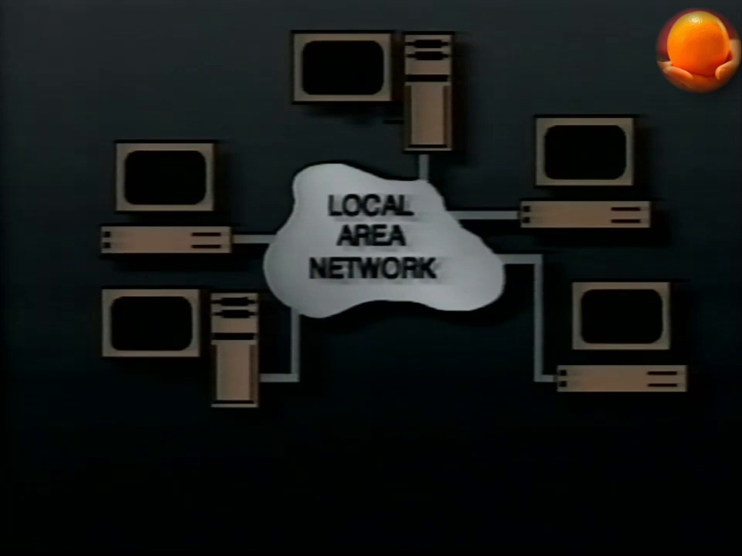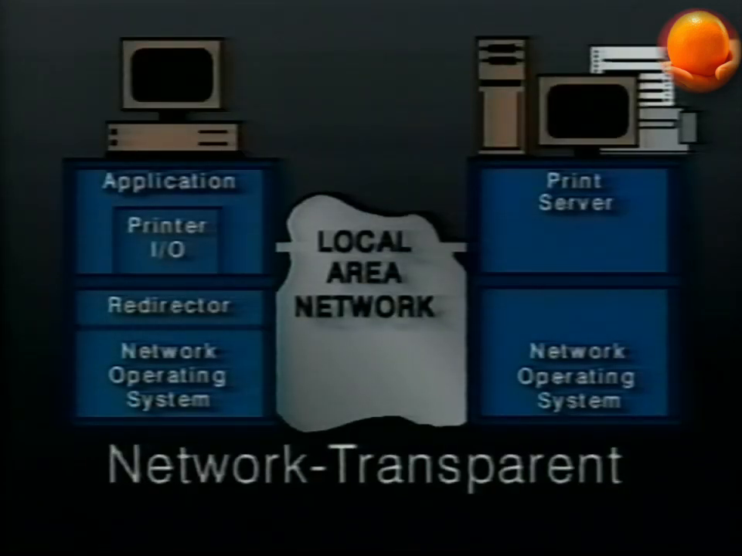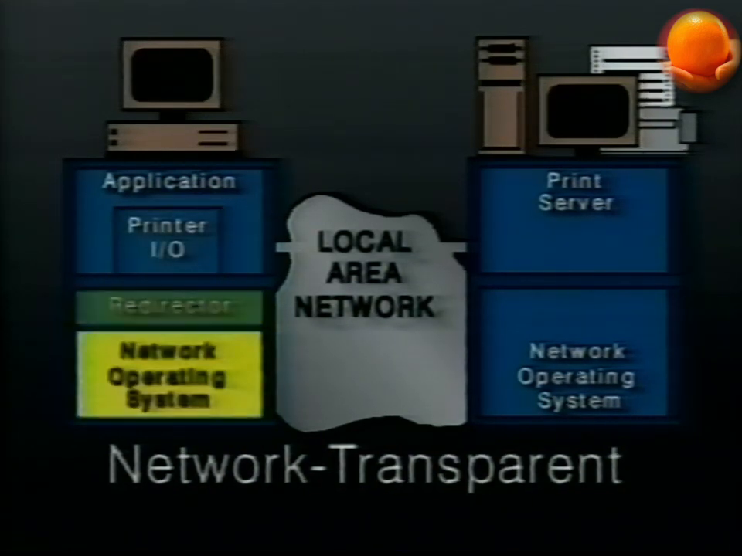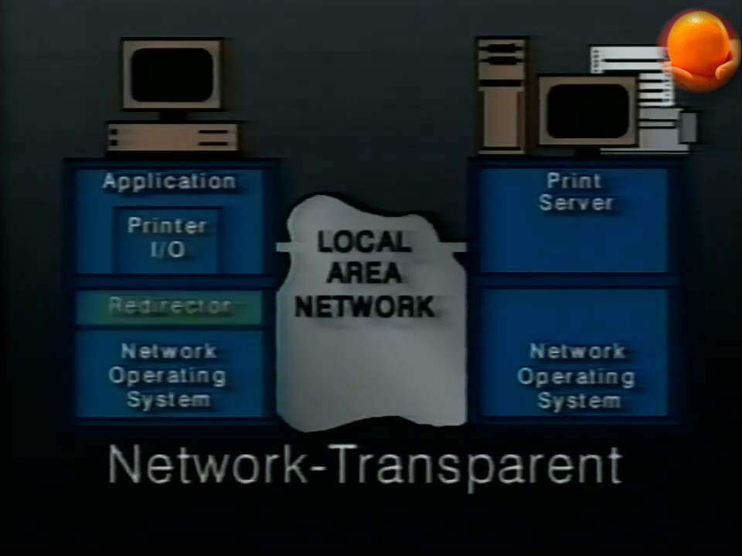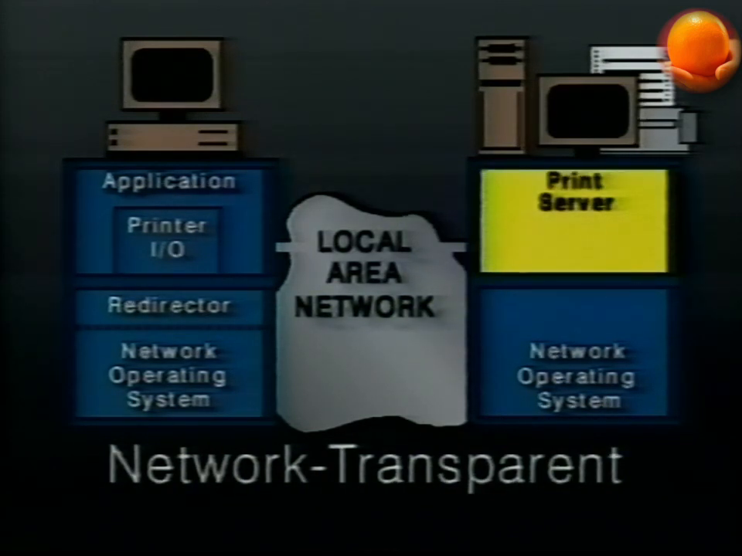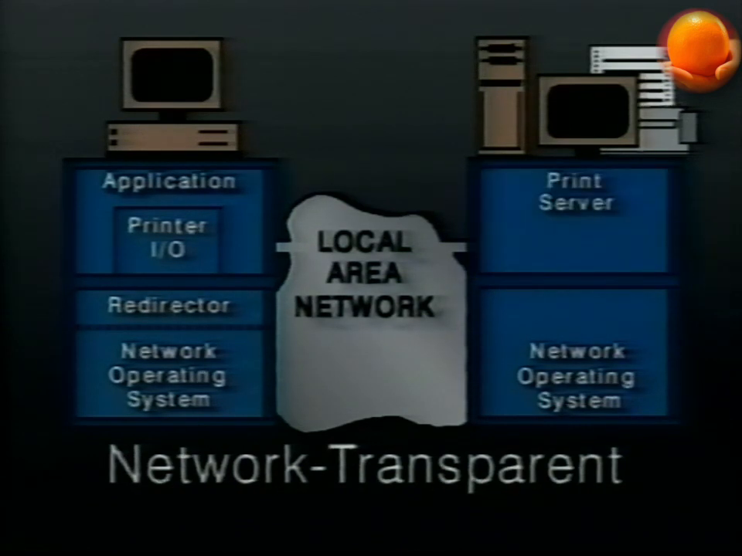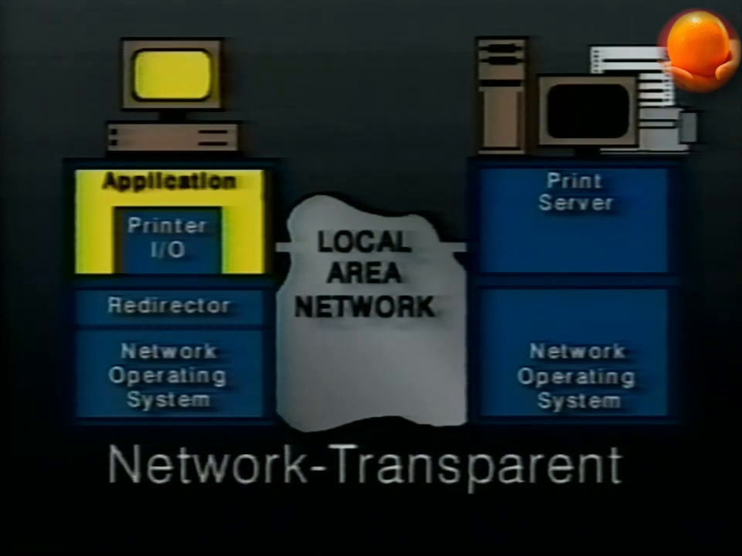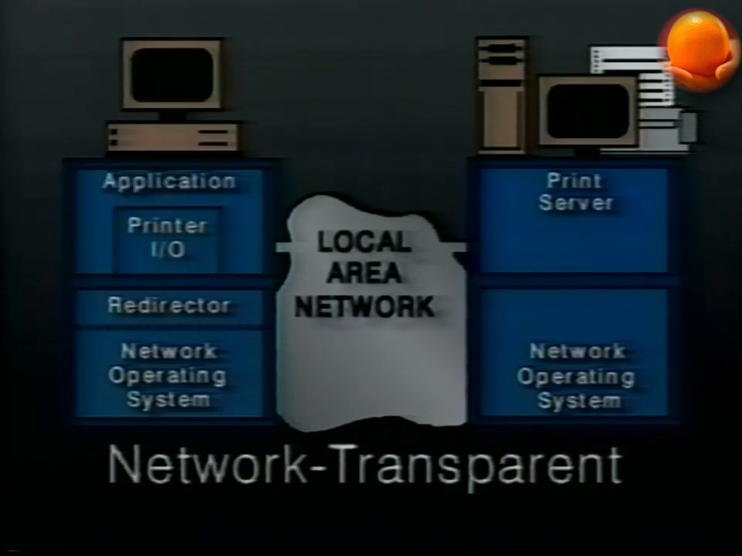Applications that run in a networking environment may be network transparent or network aware. With network transparent applications, I/O requests issued by an application are redirected to server devices by the network operating system. The redirector interface in the operating system intercepts I/O requests from the application and redirects them across the network. But the application is unaware that they are not being processed locally. This allows an application to use print and file servers even if it is not specifically designed to use them.